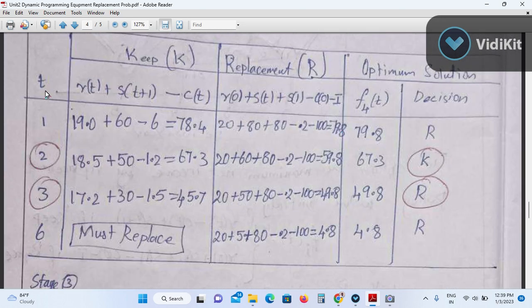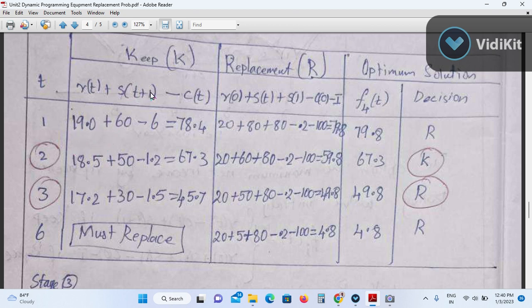So here, that is the things I put. For each and every case, we have to decide whether to keep the old machine or replace it. So already we observe the formula in the initial case: R of t plus S of t plus 1 minus C of t. R of t for t equal to 1 is $19,000, in thousands, so shortly for simple form, it is 19.